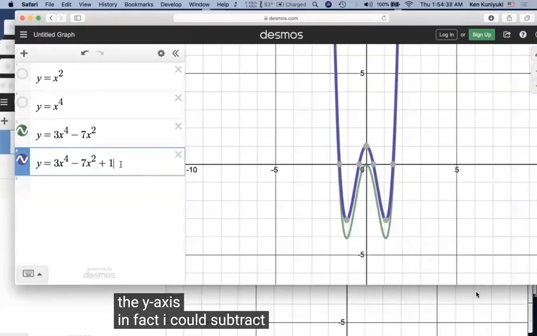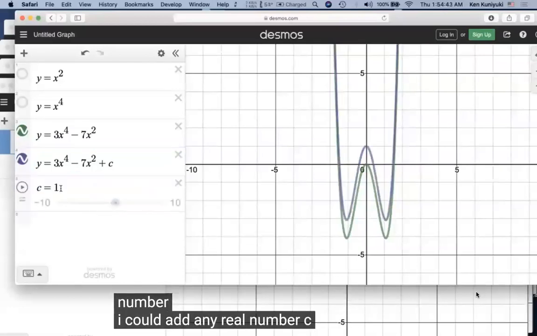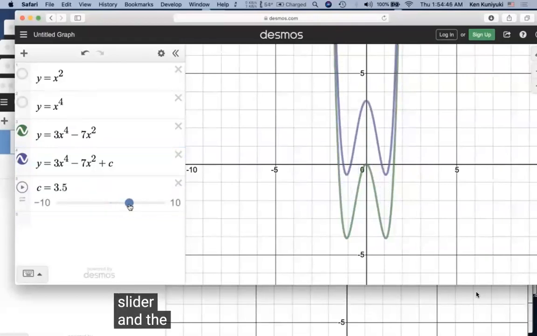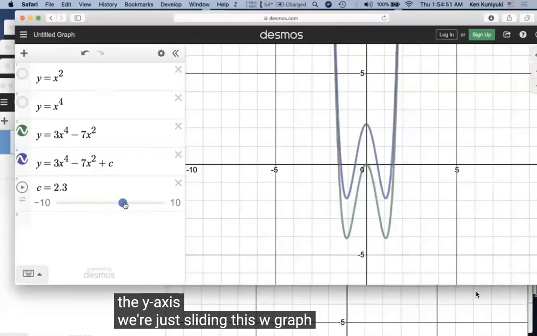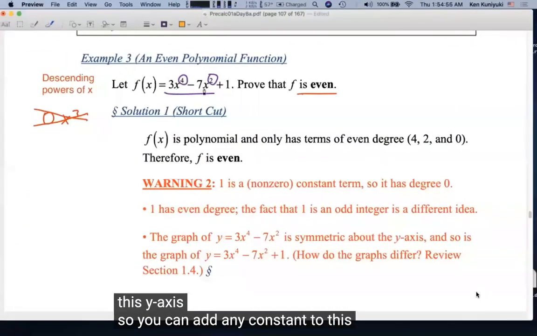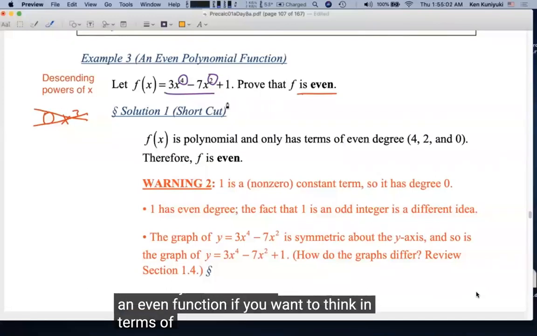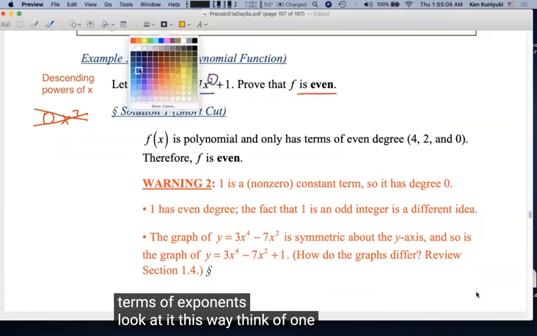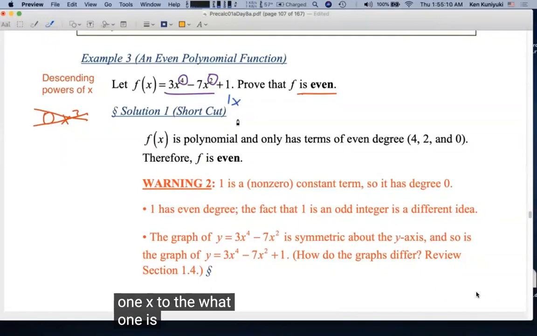In fact, I could subtract or add any real number. I could add any real number c, put in this slider, and the graph will stay symmetric about the y-axis. We're just sliding this graph along this y-axis. So you can add any constant to this over here, and you'll still have an even function. If you want to think in terms of exponents, look at it this way. Think of 1 as 1x to the what? 1 is 1x to the 0, because x to the 0 is basically 1 itself.